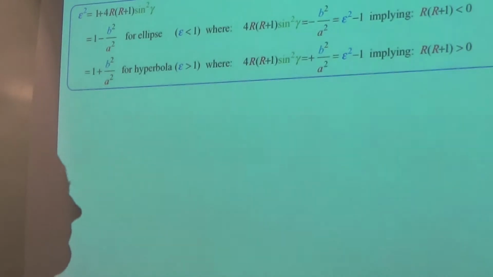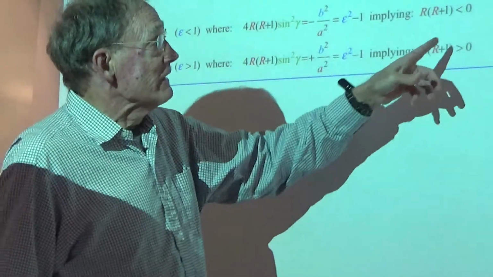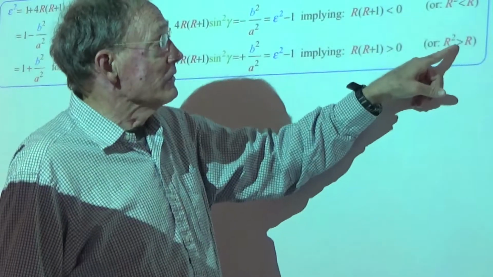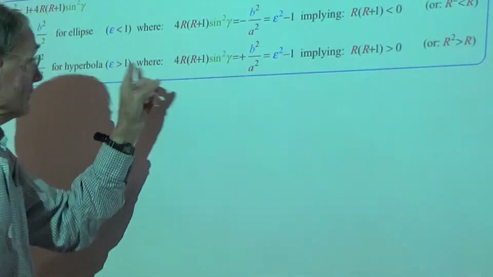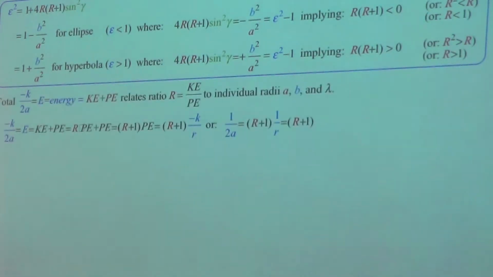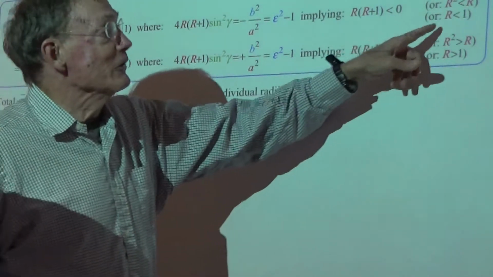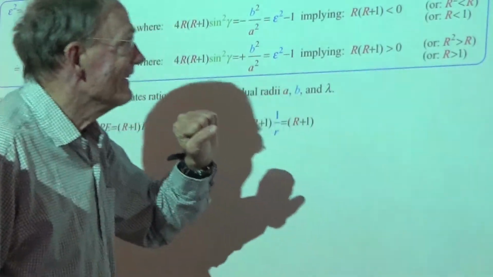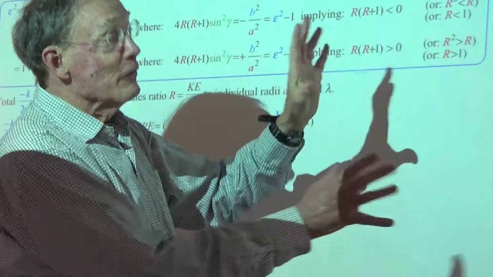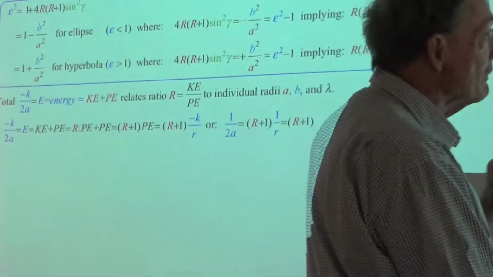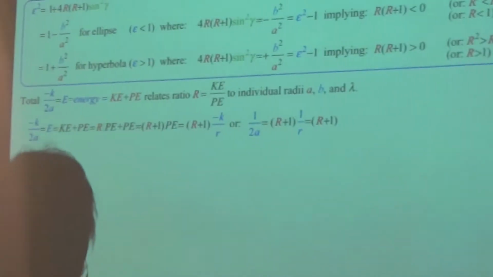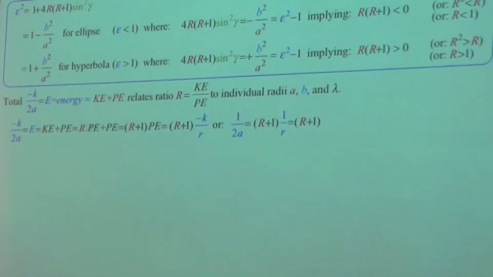Okay? Or another way to say it is R squared is less than R here and R squared is greater than R for these guys, the hyperbolas. Or you could say R is less than 1 for the ellipse and greater than 1 for the hyperbolas. Both kinds of hyperbolas, the ones that live over here and the ones that live up there. Okay? So that, I think, is important.